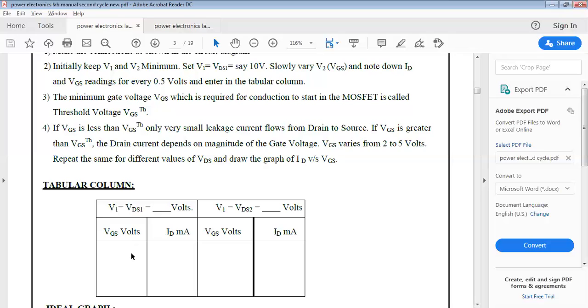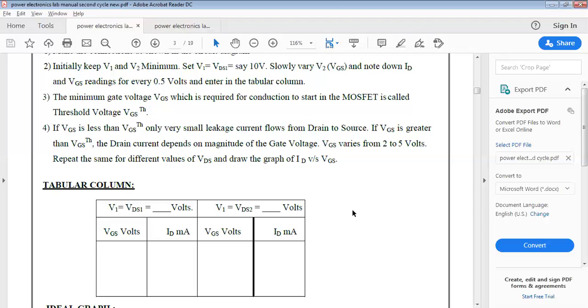And if you go on increasing the voltage between gate to source, there is a particular voltage which is called the threshold voltage, indicated by VGS threshold, above which the MOSFET starts to conduct. If the voltage across the gate to source is less than VGS threshold, very small leakage current flows. If it is more than that, then the current starts flowing. And if you further increase the gate voltage greater than the gate to source threshold voltage, then the drain current depends upon the magnitude of the gate voltage.